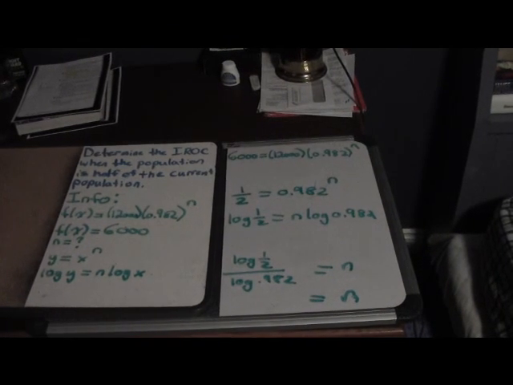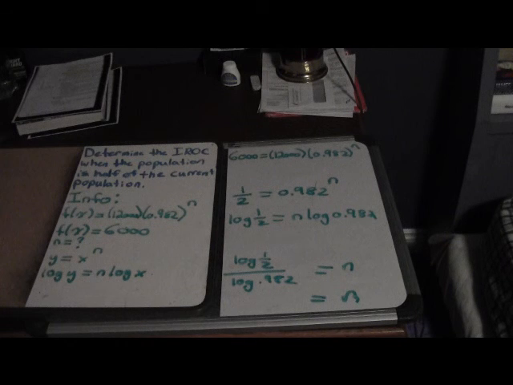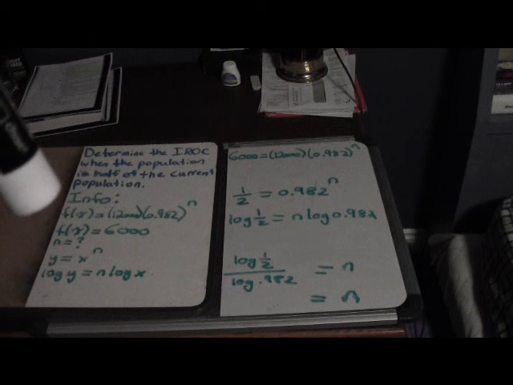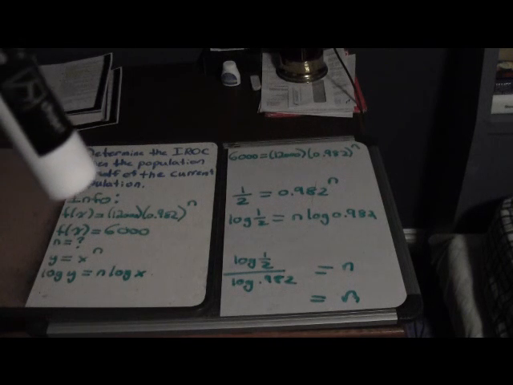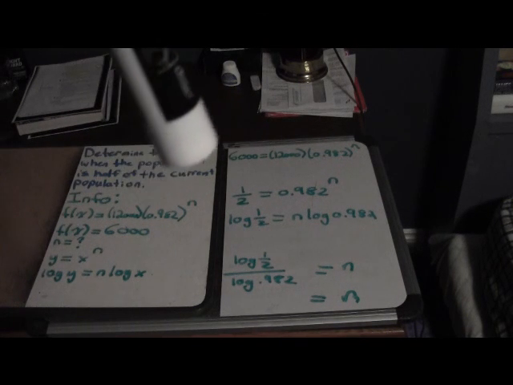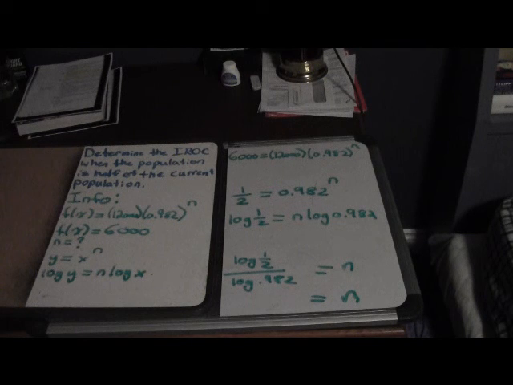Okay, now for question C. Question C says, determine the IROC when the population is half of the current population. Now our information that we have right now, we have our previous equation of f of x is equal to 12,000 times 0.982 to the n. Now, relating this back to the question.